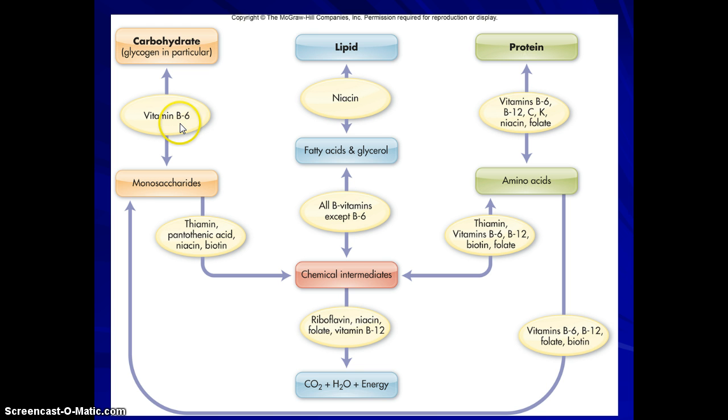B6 again is primarily in carbohydrates and proteins, and then all of these are involved. And this is right in here, the Krebs cycle, the ATP cycle. The energy that you get out is ATP. So the proteins get broken into the amino acids and require these vitamins. And then again, we've got the thiamine, the B6, the B12, the folate, okay? And those are utilized in the cell and then make energy.